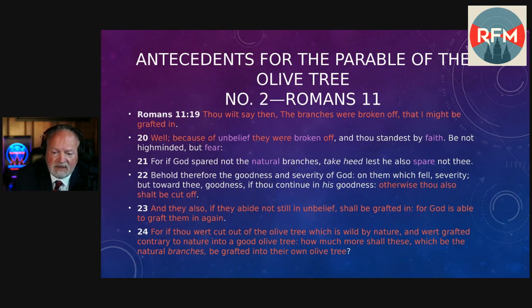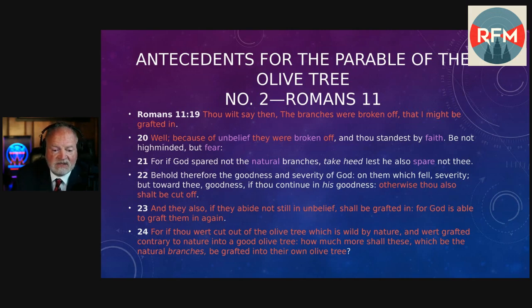Well, because of unbelief they were broken off, and thou standest by faith. Be not high-minded, but fear. For if God spared not the natural branches, take heed lest he also spare not thee. Behold, therefore, the goodness and severity of God. On them which fell, severity. But toward thee, goodness, if thou continue in his goodness. Otherwise, thou also shalt be cut off. Literally, cut off the tree, the same way as a branch would be cut off.